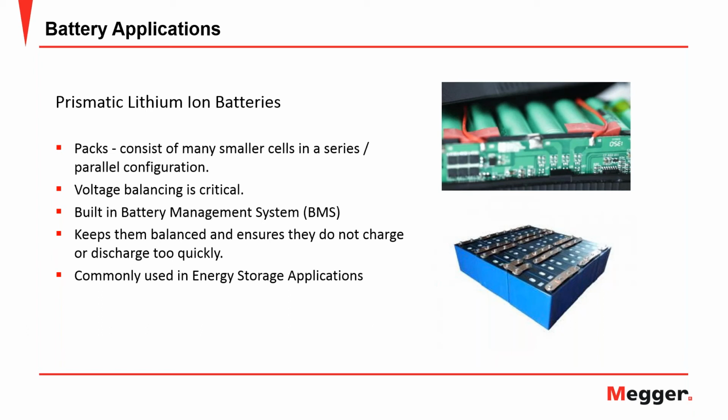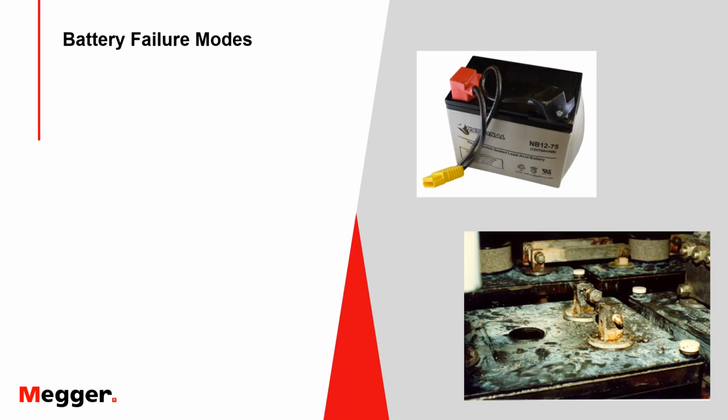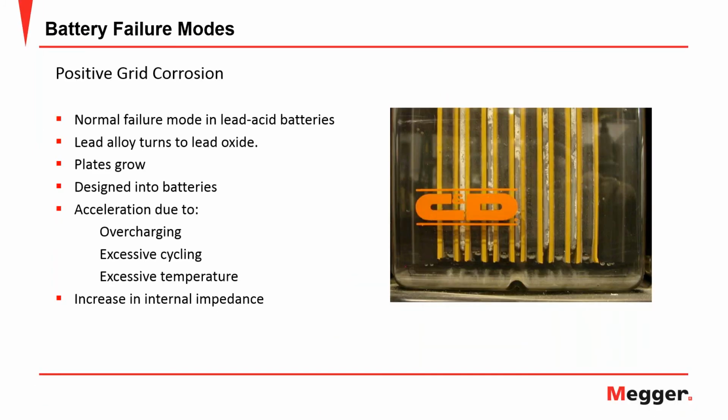Okay. And with failure modes, let's get into these a little bit. Positive grid corrosion. This is a failure mode in lead acid battery. So what happens is the lead alloy turns into a lead oxide. When this happens, those oxide crystals are larger, so the plates actually grow. So if you ever look at the bottom of a flooded battery that has a clear case, you'll notice there's a gap there. That's to allow for plate growth. If the plates grow too much, you'll even see the battery start to bulge. And by the way, if you see that, then it's time to replace that battery. There's no question about it. Testing is done at that point, and you just replace it.